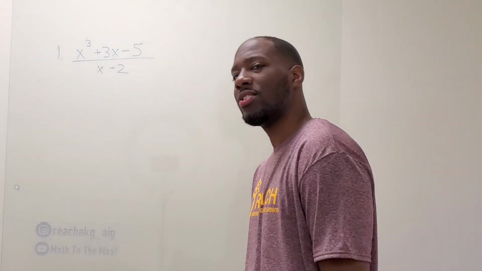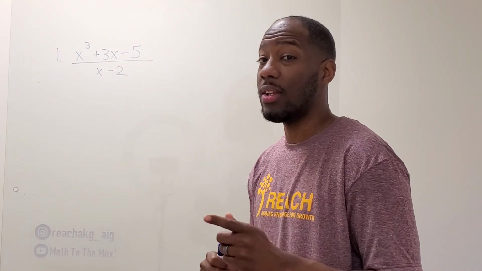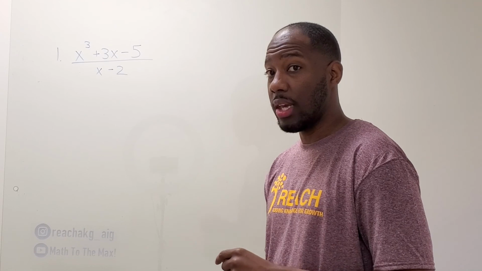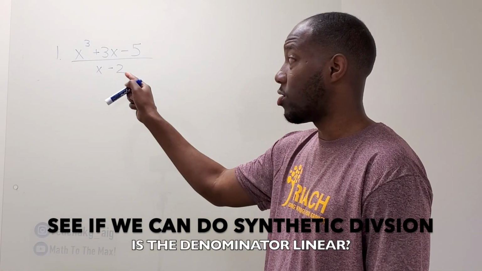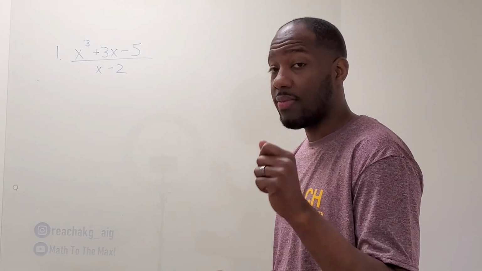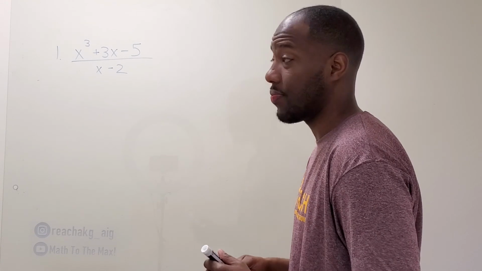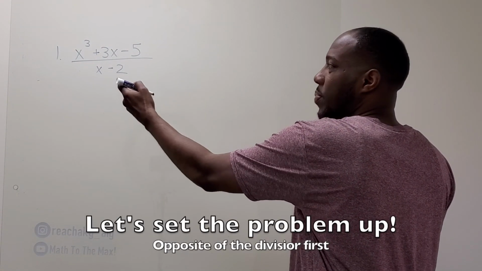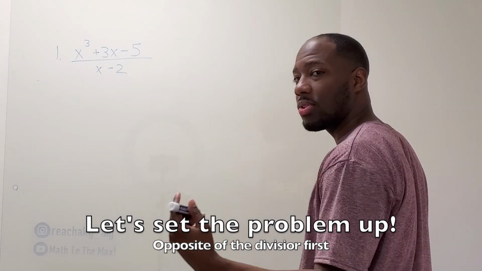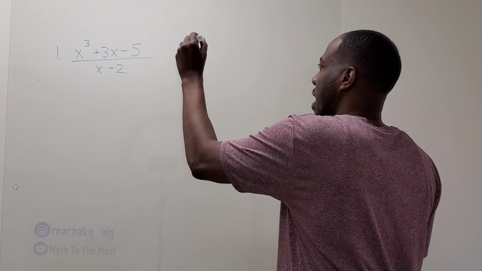All right, let's check this division problem out. So we have to see if we can do synthetic division. How do you know if you can do synthetic division? Look at the denominator or the divisor and see if it's in that form of x minus c. Yes, it is. Now, when we do the setup, on the outside will be the opposite. So since that's a negative 2, the opposite of negative 2 is a positive 2. All right, that goes on the outside.